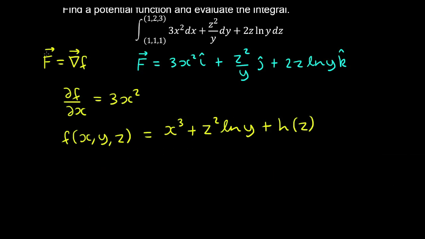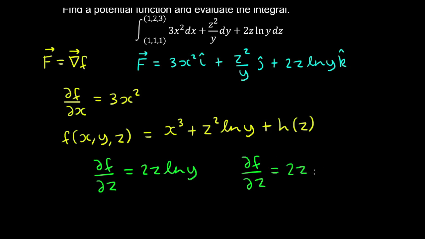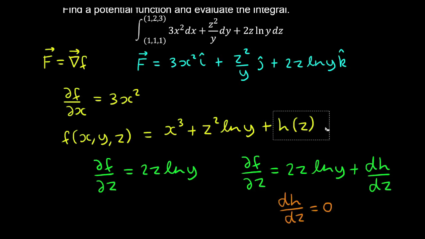And now we equate the third components of this equation. So we have the partial of f with respect to z is equal to 2z by the natural log of y. And taking the partial of this function with respect to z, we get 2z by the natural log of y plus the derivative of h with respect to z. So if we equate these two equations, we get dh dz is equal to 0. And therefore h does not depend on z, so it's a constant.